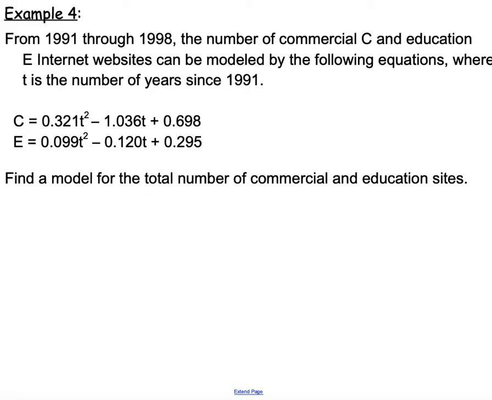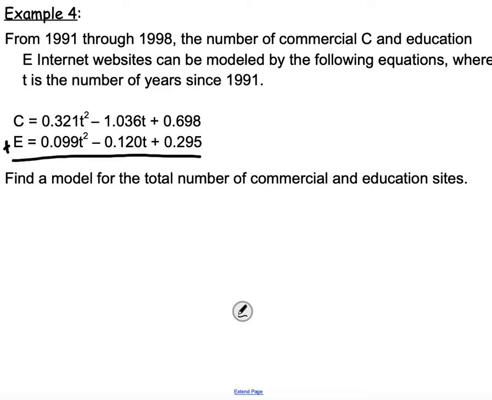So let's look at this example here. From 1991 through 1998, the number of commercial C and education E internet websites can be modeled by the following equations, where T is the number of years since 1991. Find a model for the total number of commercial and education sites. Basically what they're asking us to do here is, since they want the total number, because you've got the number of commercial sites and the number of education sites, they want us to add them together to get the total number.